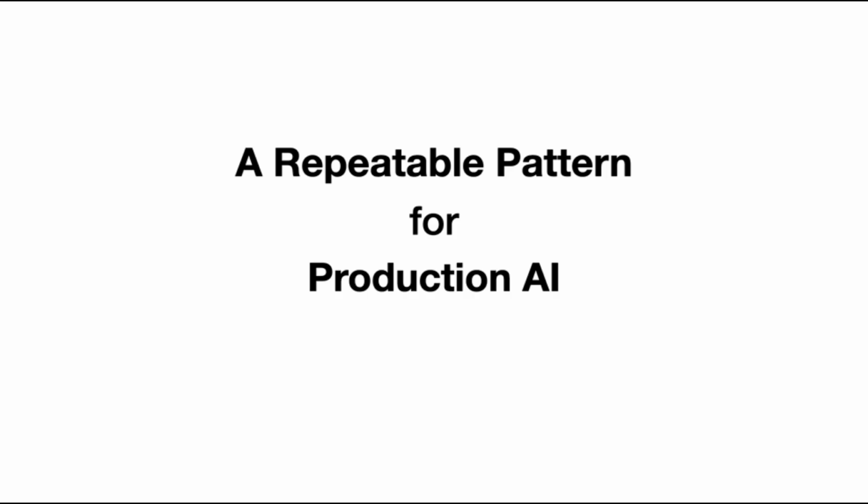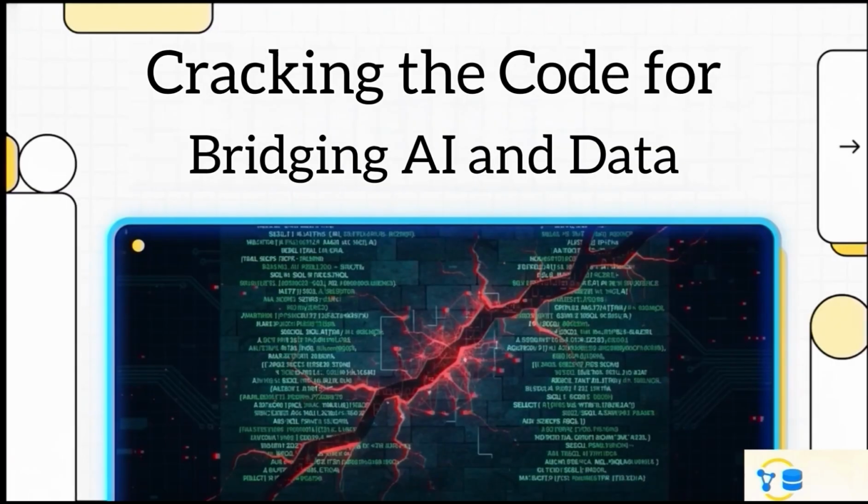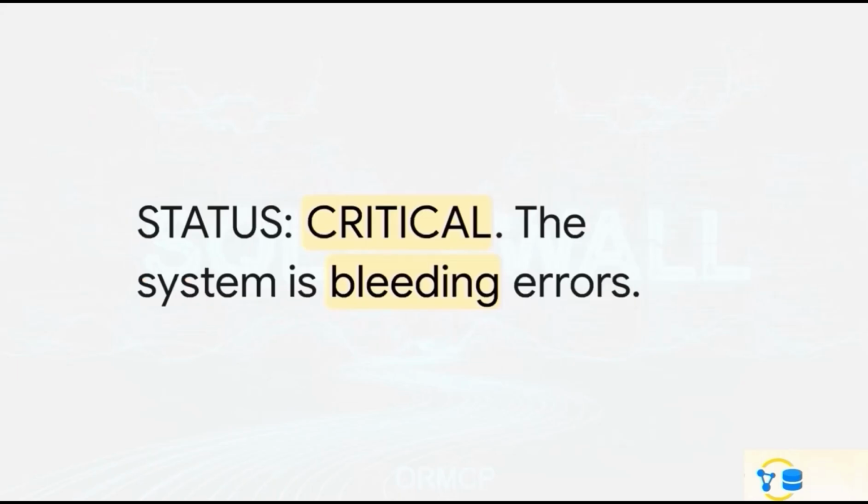Let's dive in. Something's not right. We've got a critical failure happening deep in the system, and we've been called in to figure out what's going on. So here's our subject, a top-of-the-line AI agent. Its mission? Simple data retrieval. But look at this. The mission log is flashing critical. The whole system is just bleeding errors.